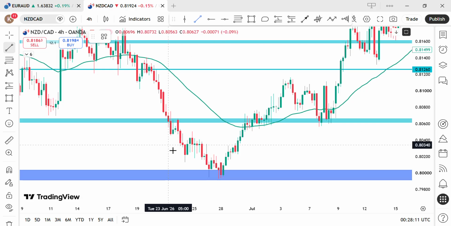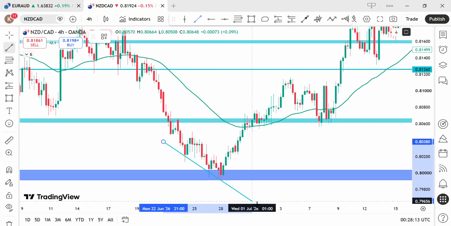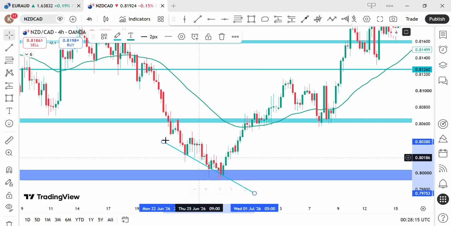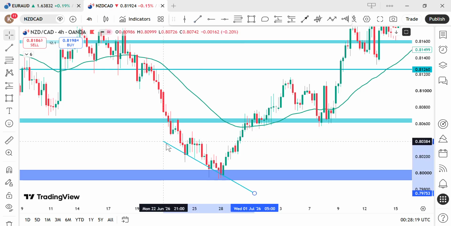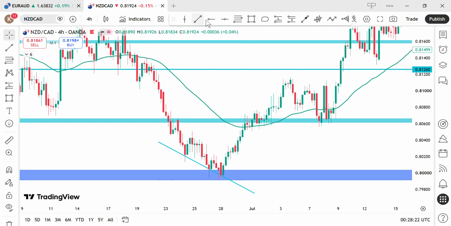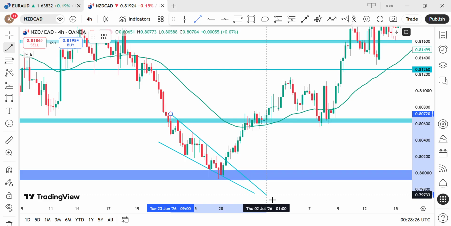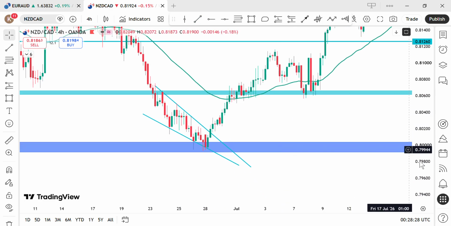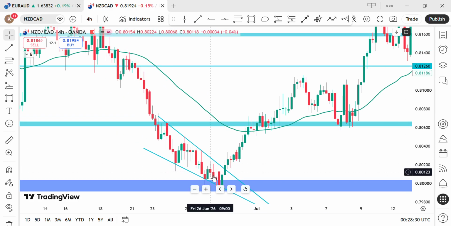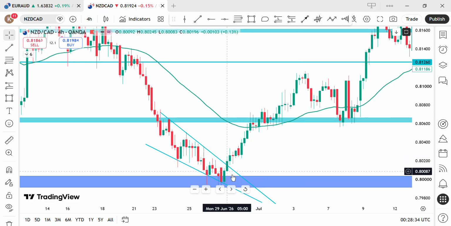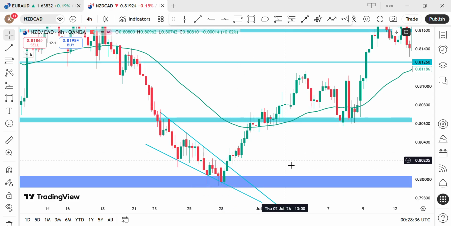So when we move to the 4-hour time frame, what we can see over here is a falling wedge. A falling wedge. Now, what do we see next? Price broke above the wedge, and now this confirms the weekly support level.